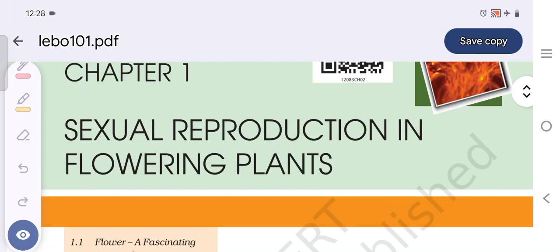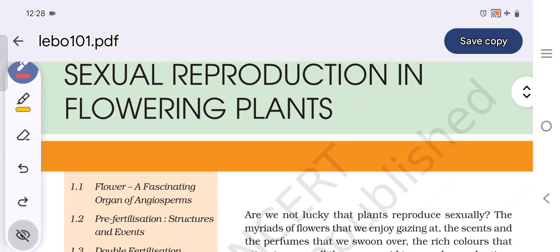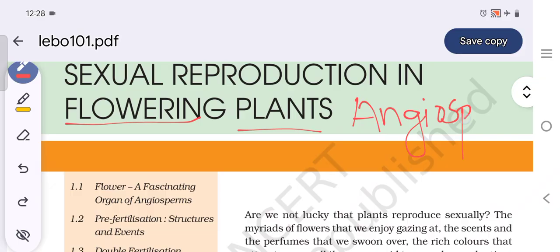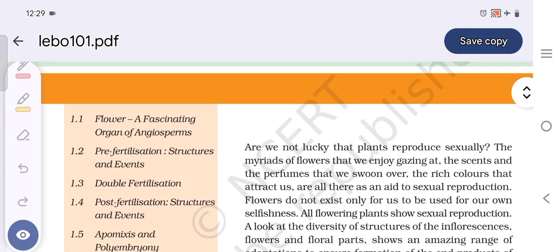So, are you ready? Here we go with chapter number 1, sexual reproduction in flowering plants. What do you mean by flowering plants? They are simply the angiosperms, which means angiosperms are those plants which bear flowers in their lifetime.